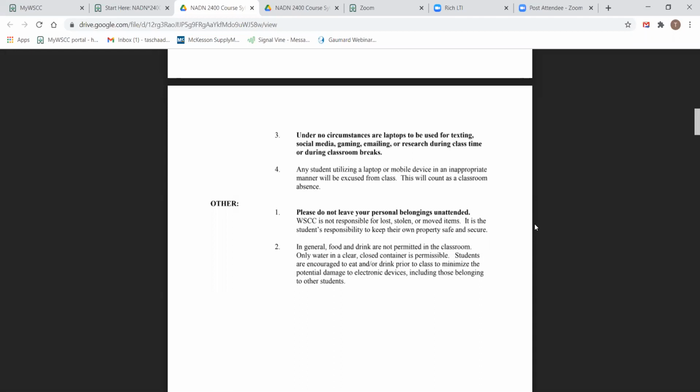Please do not leave your personal belongings unattended. Washington State will not be responsible for lost, stolen, or moved items. It is the student's responsibility to keep their own property safe and secure. In general, food and drink are not permitted into the classroom. Only water in clear, closed containers is permissible. Students are encouraged to eat and drink prior to class to minimize potential damage to electronic devices, including those belonging to other students.